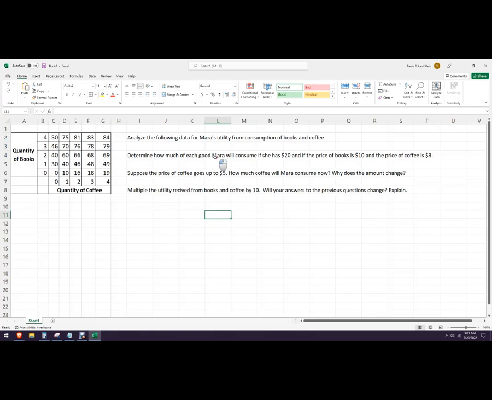Determine how much of each good she will consume if she has $20, the price of books is $10, and the price of coffee is $3. Because I'm in Excel here, I can color what's affordable. If she has $20, the most she could do would be 2 books. This one's affordable, so make that yellow. But she cannot do 2 books and 1 coffee. Now she can do 1 book and 0 coffees. That's affordable. She can do 1 book and 1 coffee.